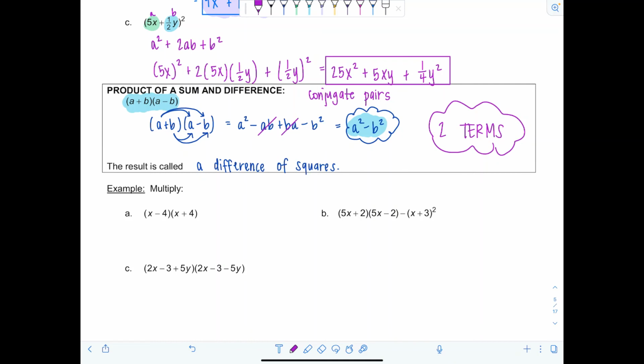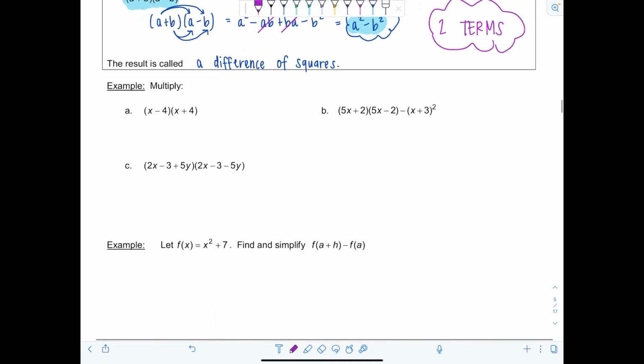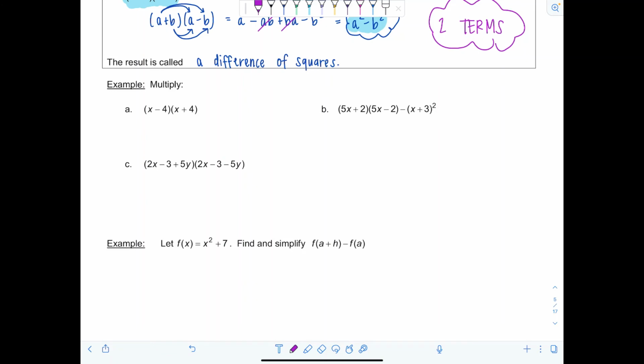All right, fabulous. Let's look at some examples. First one, x minus 4 times x plus 4. So notice we're multiplying out conjugate pairs. So I'm just going to be left with the difference of squares. That's going to give us x squared minus 16. Oops, no x, just 16. I got too excited there. You don't have to write out the plus 4x, the minus 4x. It's just going to cancel, okay?